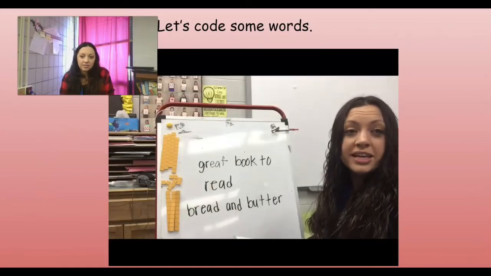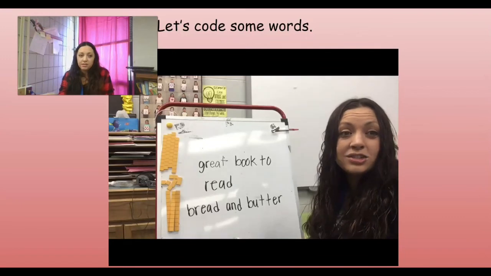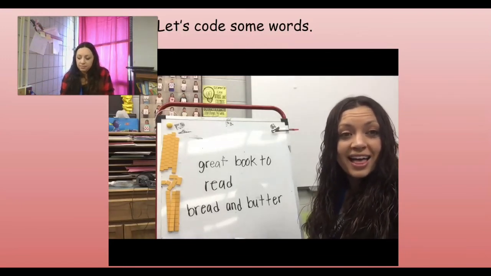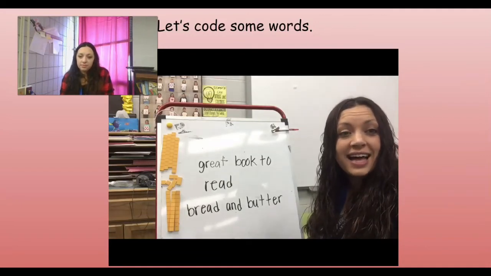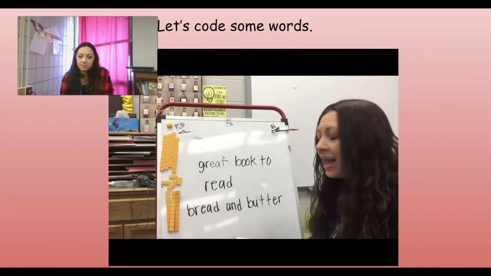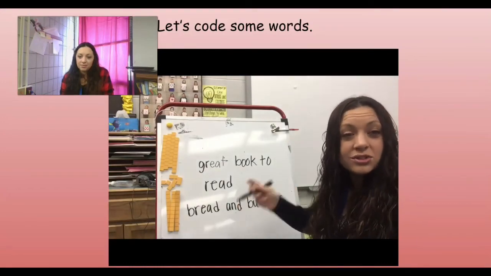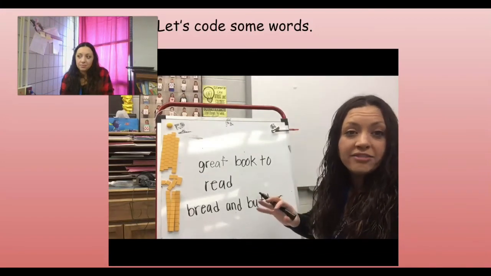We talked about yesterday that EA digraph can say E. Today we learned that it can make two other sounds. It can say like in ed, so like a short E, or it can also say A like in ache, like a long A. And we learned that there's really no rule for us to follow. So sometimes we just have to try it and see if it sounds right, and then we might have to go back and fix it.